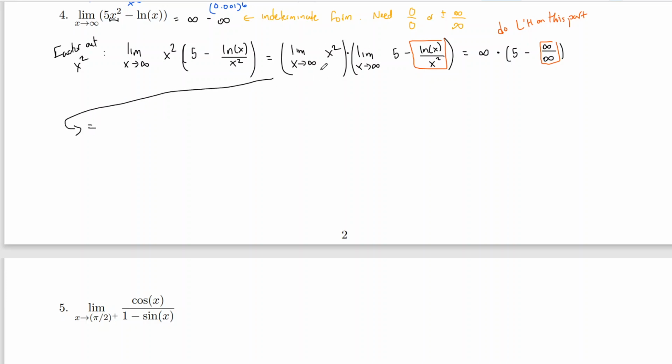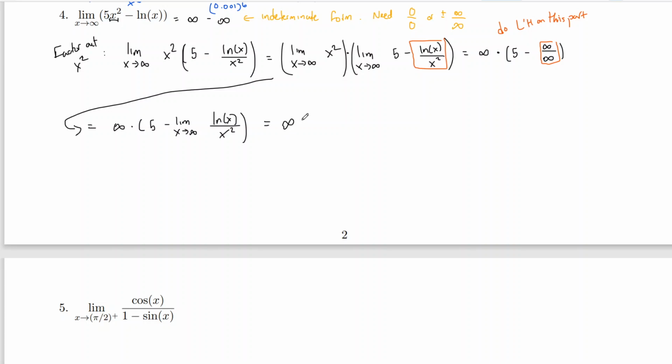This equals the limit as x goes to infinity of x squared, which is infinity, times the limit as x goes to infinity of 5, which is just 5, minus the limit as x goes to infinity of the part that gave us infinity over infinity, which is ln of x over x squared. So when we did the limit of each part before, this is exactly what gave us infinity over infinity, but we just have to backtrack and do L'Hopital's rule on that part. The rest can stay exactly as it is.